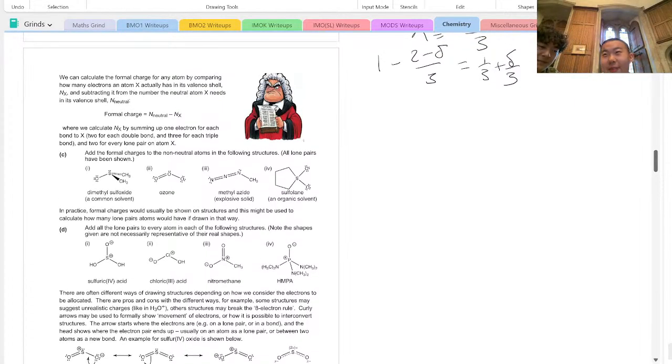I remember when I was in first year, I was not getting this. Add the formal charges to the non-neutral atoms in the following structure. Okay, we should probably read this. Calculate the formal charge by doing the neutral atom, how many electrons the neutral atom has, minus how many electrons it actually has. And you just split the electrons equally. Do you split the electrons equally? Yeah. Cool.